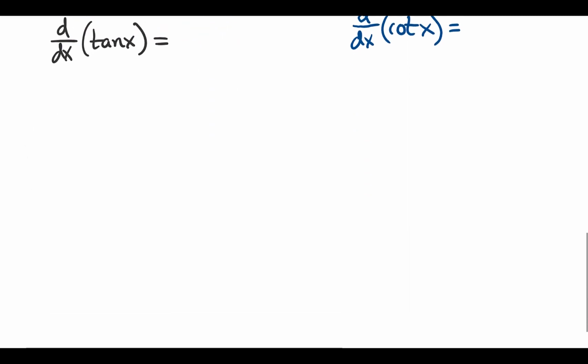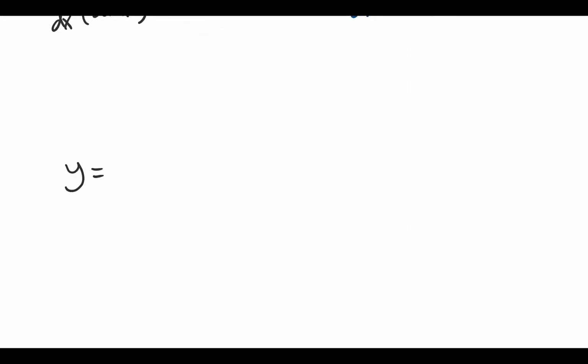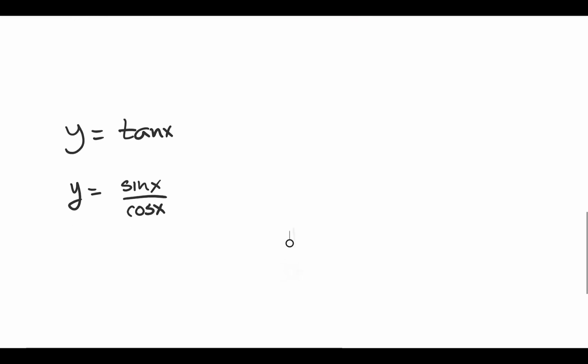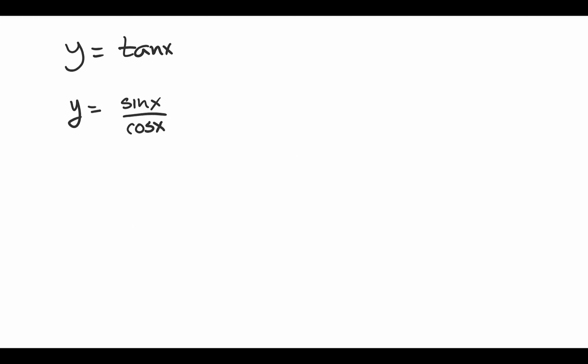Let's just say that y is equal to tangent of x. Let's go find its derivative. But let's not do that. There's no such thing as tangent. There's only sine and cosine. Oh, look. It's a quotient. So as long as you know the derivative of sine and the derivative of cosine, there's nothing to it.